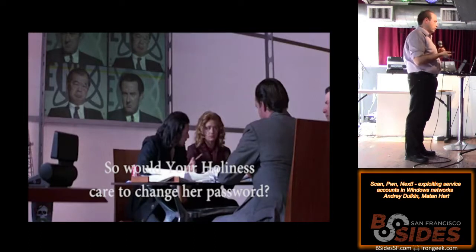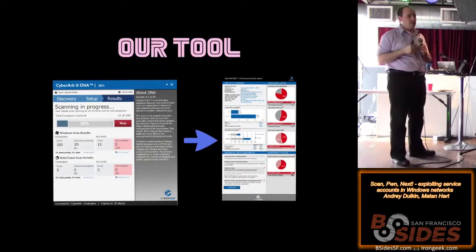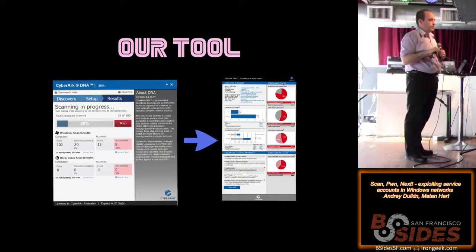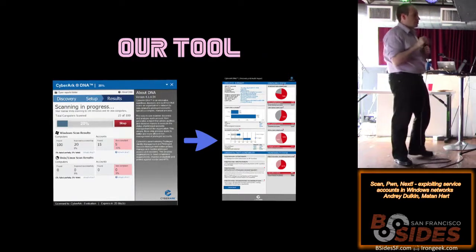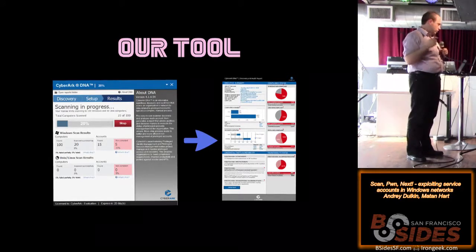Now, we conducted a research throughout 2015 where we examined dozens of real-world networks. We have our tool, CyberArk DNA. It's a free tool that any of you can run. And basically what it does, it scans the network and it looks for the privileged accounts. And it looks not just for the privileged accounts and their configuration, but also for where the credentials of those privileged accounts are. And we gathered this information from over 70 networks in order to conduct this research.